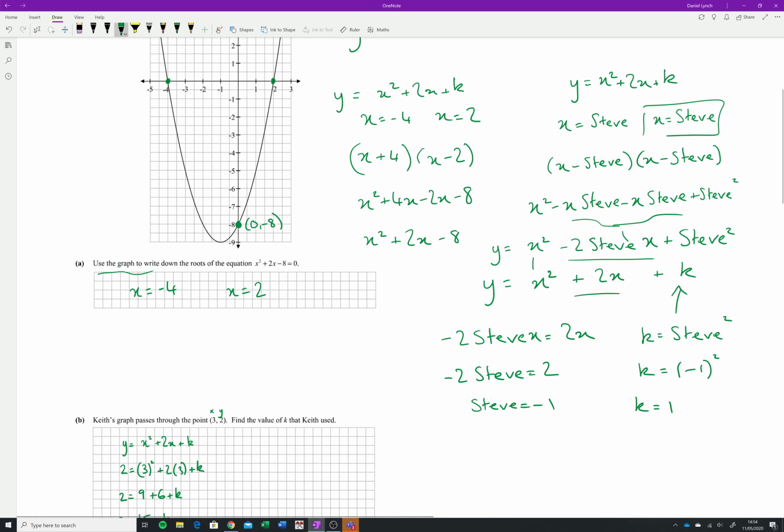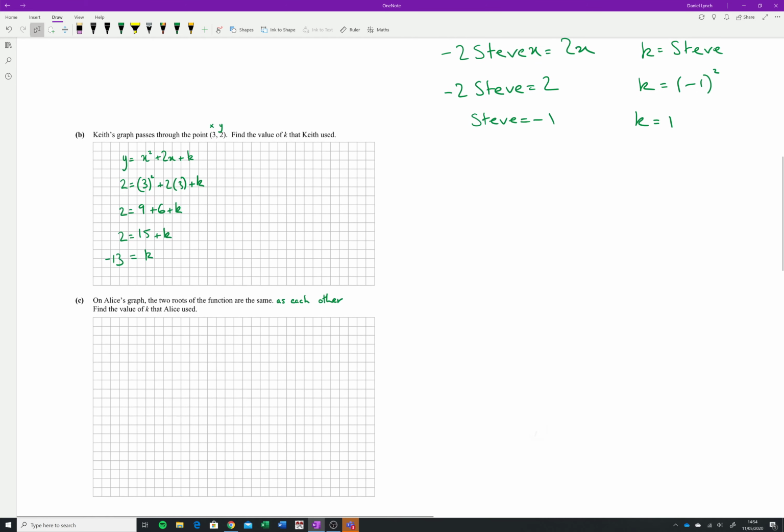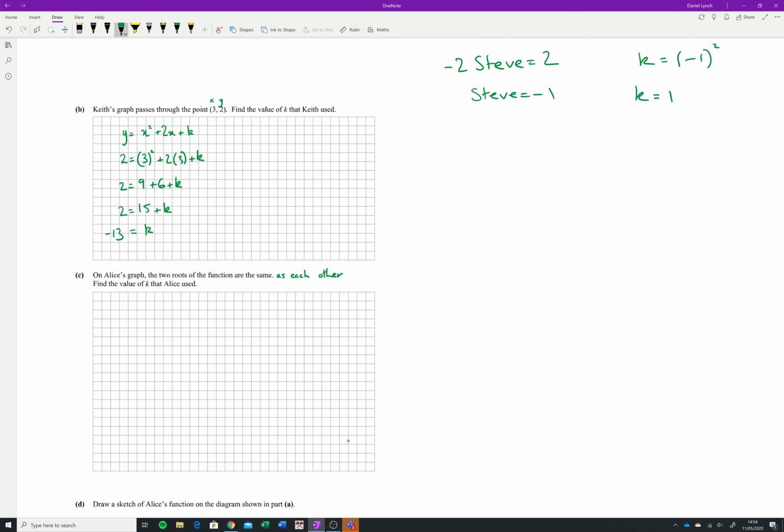So that's one way in which you could go and do it. I think that's a good way to do it. I'll call it P rather than Steve, just to be a little bit boring. So we get x minus P times x minus P. This is our function. Multiply it out: x squared minus 2px plus p squared. And comparing it to what we started with, x squared plus 2x plus k.